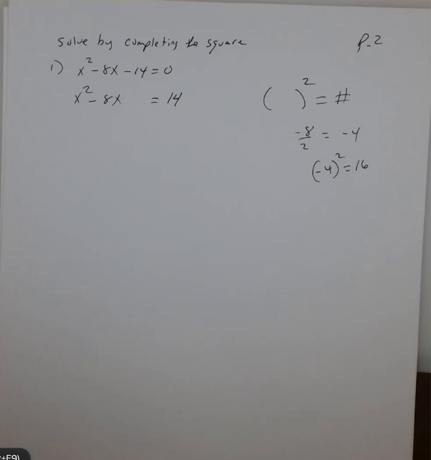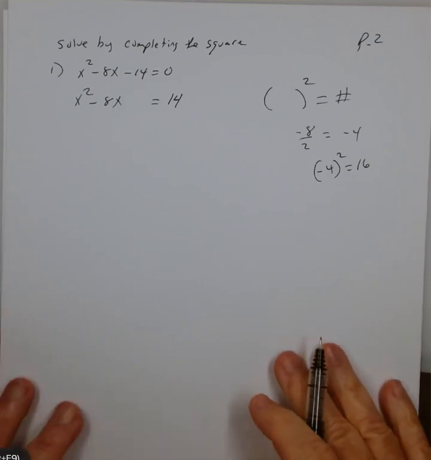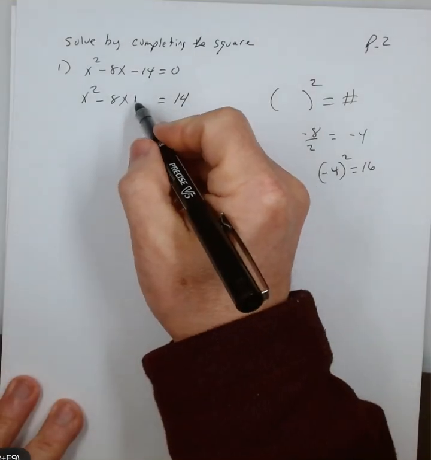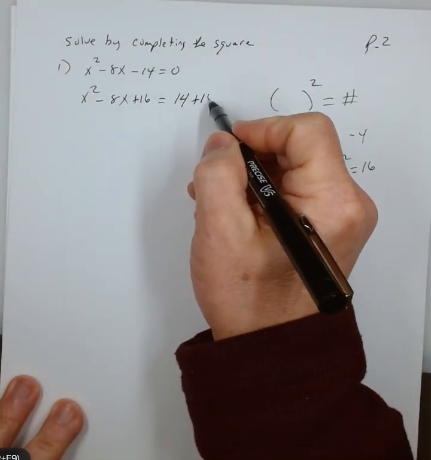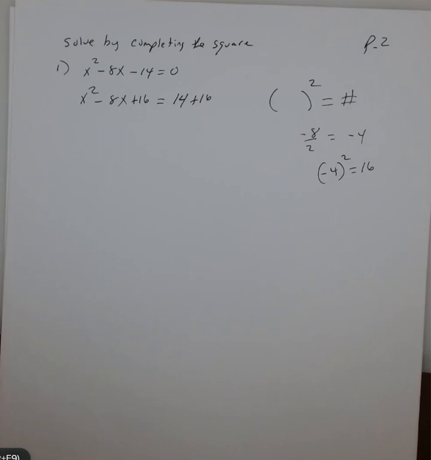Okay, then once you do step 3, then step 4 says I take 16 and do what to it? Add it to both sides. So then you're going to have this. You're going to say plus 16, just like that.